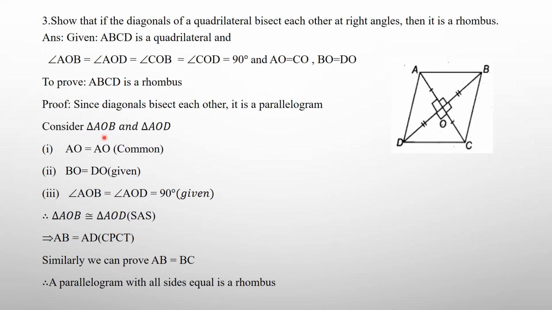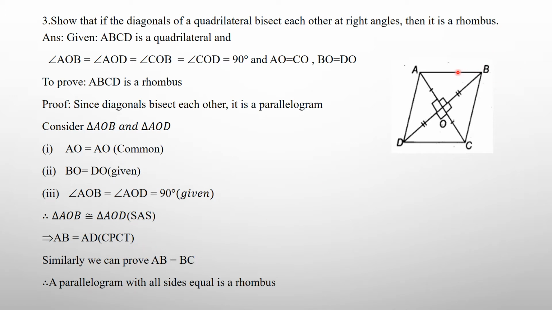For this, consider the two triangles AOB and AOD. We can see AO is equal to AO common, BO is equal to DO is given, and angle AOB is equal to angle AOD 90 degree also given. From this we can say triangle AOB is congruent to triangle AOD using the condition SAS congruency. Therefore, AB is equal to AD using CPCT.